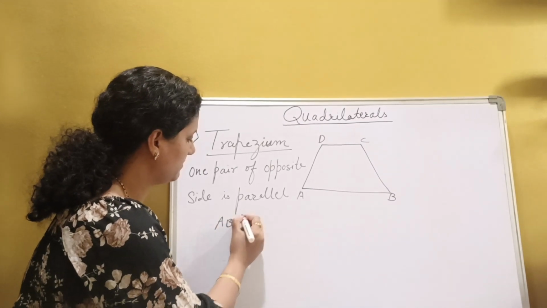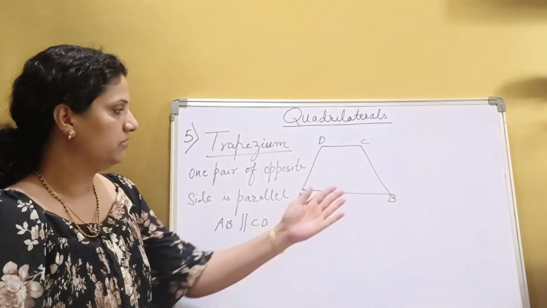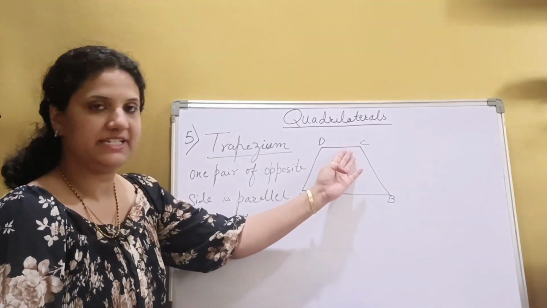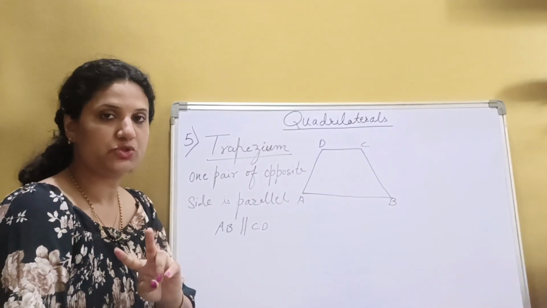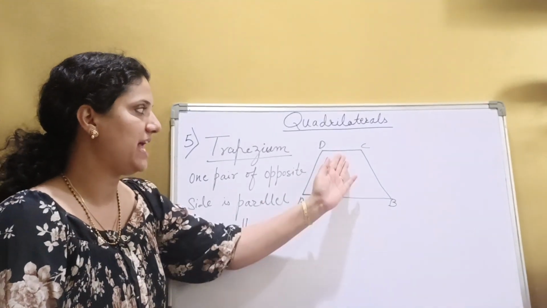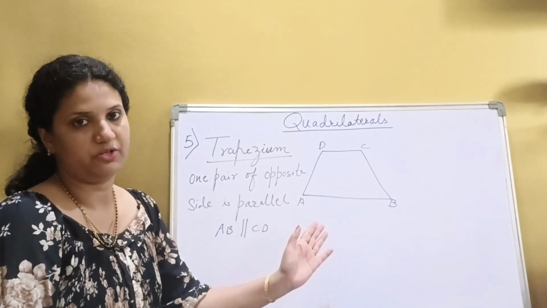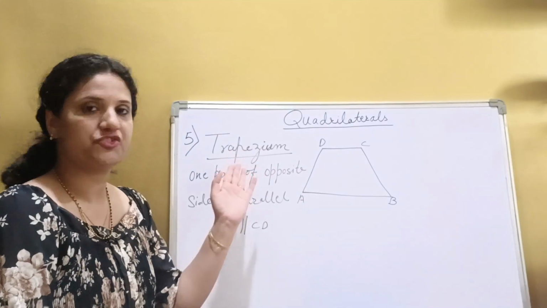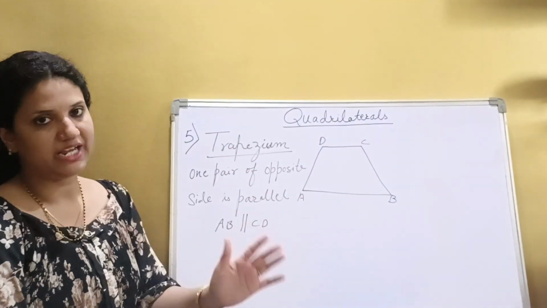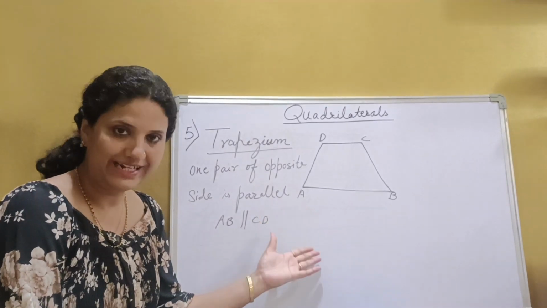AB is parallel to CD. Two pairs, AB and CD, and the other is AD and BC. But in both of these two pairs, only one pair AB and CD are parallel to each other, but the other pair is not parallel to each other. So such a kind of quadrilateral is called a trapezium. These are the five types of quadrilaterals.